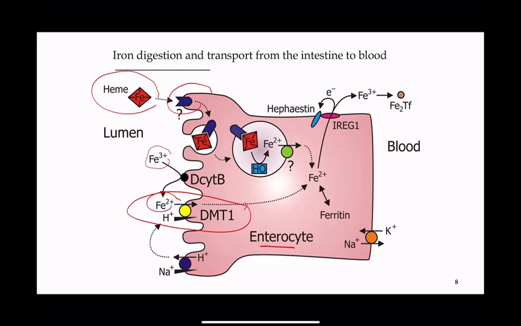All right, so then what happens next? Now we're inside the enterocyte, we're here, okay? Whether it's going through this route or whether it's going through the heme route, now we have the iron 2. So you see that there's a protein here that's called ferritin. We're going to talk about this in a little bit in the slides ahead, as the protein responsible for the storage of iron.